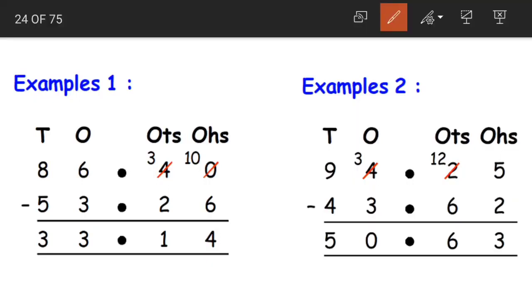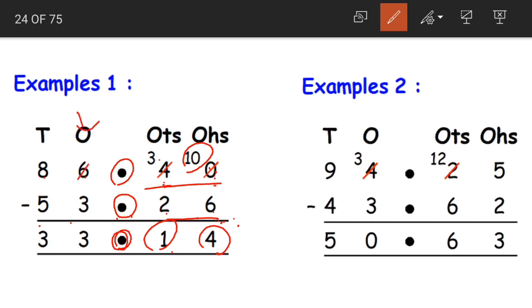Let's look at some examples, children. 86.40 minus 53.26. See here, both the decimal places are same, so it is easy for us to subtract. Again 0 minus 6 is not possible, so we are borrowing. This becomes 10, this becomes 3. 10 minus 6, 4. 3 minus 2, 1. And again as we have points here, we place a decimal point in the difference in the same place. Then moving on to the ones place, 6 minus 3, 3. 8 minus 5, 3.